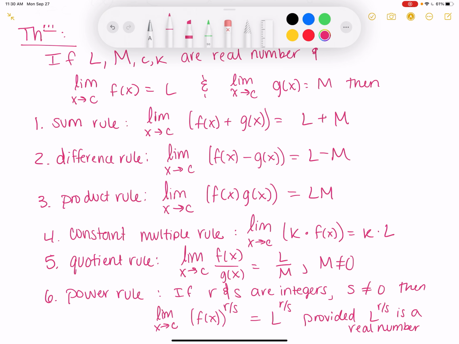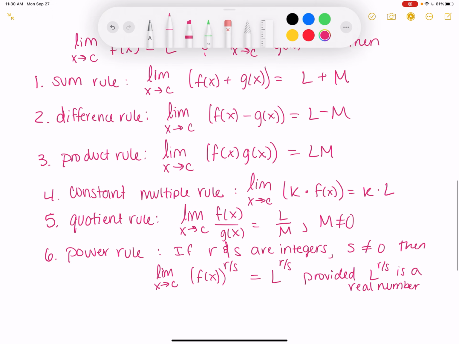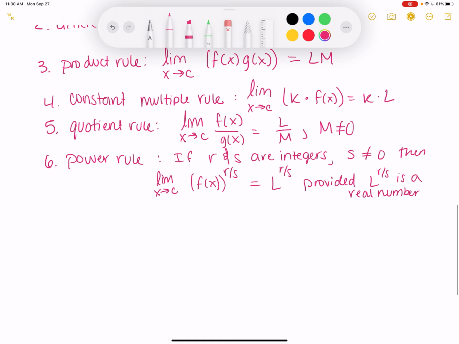How far up can I go? I'm at product rule. Beautiful.